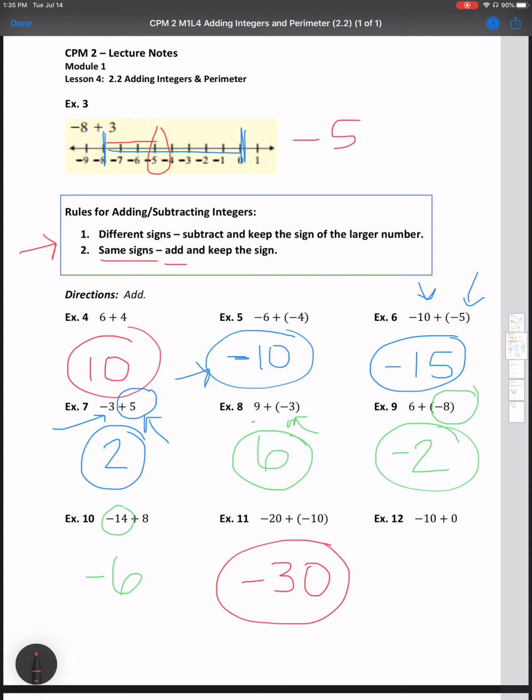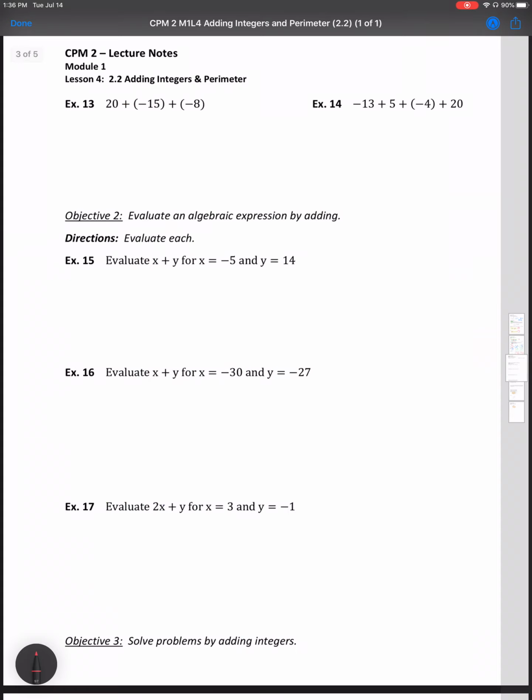Example 12, -10 plus 0. You can think about this and use the rules if you wanted to, but if you think about when you add 0, does the value change? No, so I'm just still 10 in the hole. Okay.